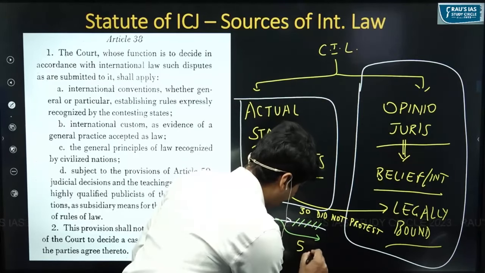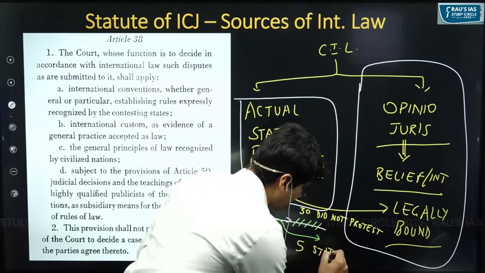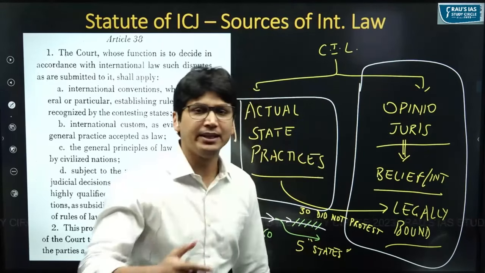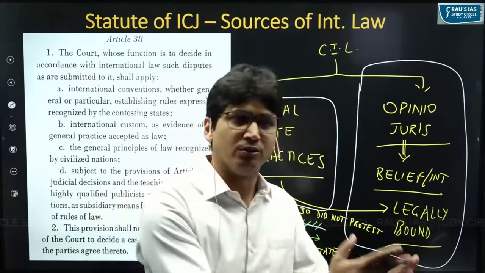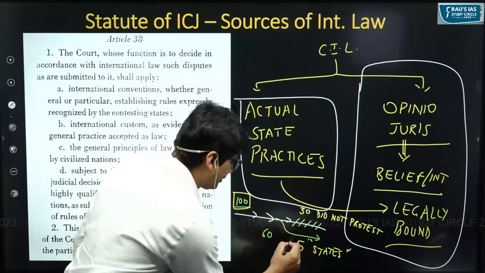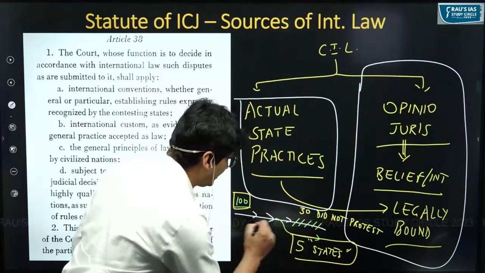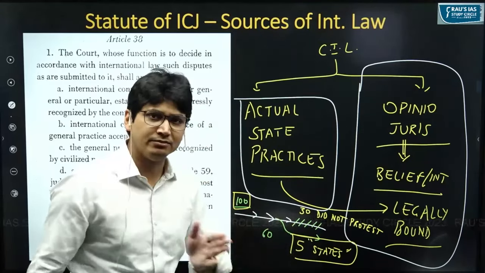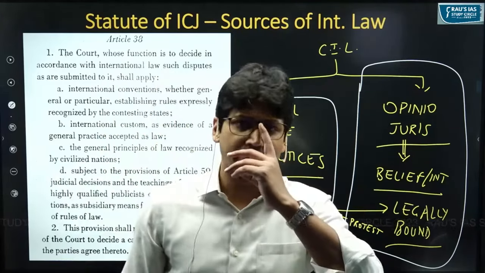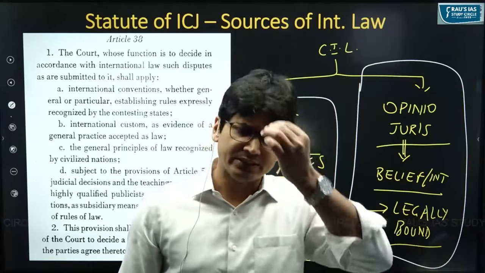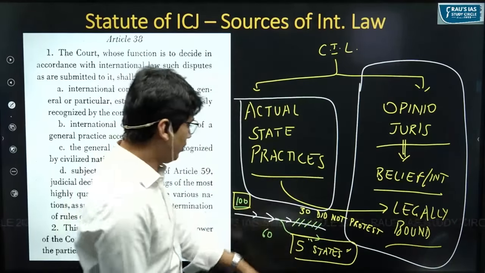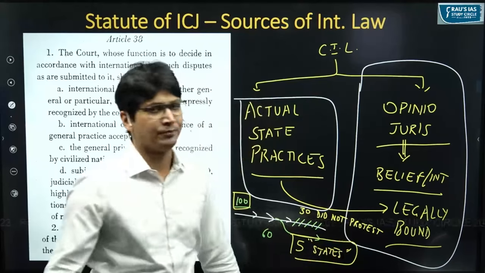And only 5 states were persistently opposing earlier also. They were not following these 5 states. Earlier also, they were not following this norm of behavior, which is represented through a straight line. They were earlier also not following. They were persistently objecting, and they were also objecting to this new course of action.